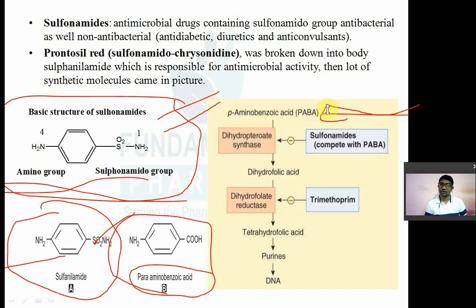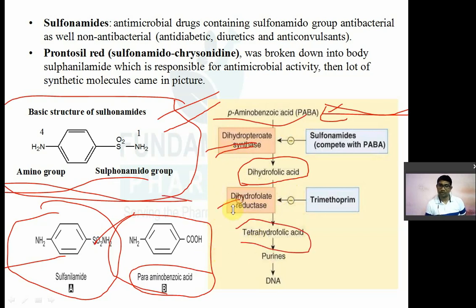The precursor is nothing but the para-amino benzoic acid, plus pteridine. So this para-amino benzoic acid plus pteridine combine together and there is a synthesis of dihydrofolic acid. That is done by the enzyme dihydropteroate synthase, also known as folic acid synthase. Then this dihydrofolic acid is converted into tetrahydrofolic acid by folic acid reductase, or dihydrofolate reductase.